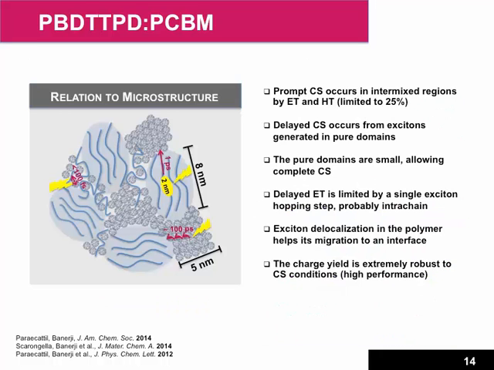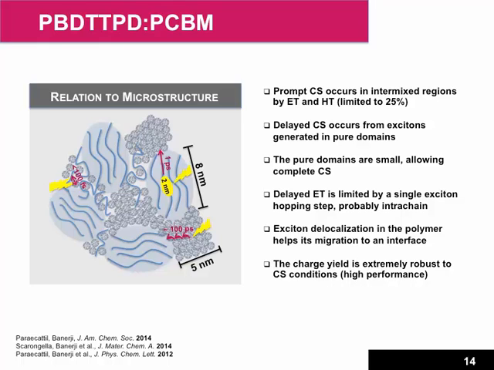And from all this information, we drew a cartoon. So we formulated this into a picture. And what we said is that the dynamics are really related to the microstructure. So the prompt charge generation that we see occurs in the intermixed regions. It doesn't matter whether you excite the polymer or the fullerene, your charge separation is always very fast. It's faster than 100 femtoseconds because you don't need any exciton diffusion. Your polymer and fullerene are in contact.